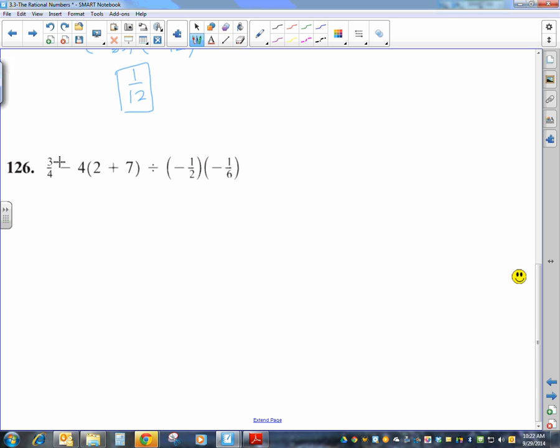All right, last problem. Again, I have 3/4 minus 4 times 9, which actually I'm going to go ahead and do. 4 times 9 is 36, divided by negative 1/2 and negative times negative 1/6. Be careful. Don't do that, because this is all multiplication and division. That means that this goes in order from left to right. So 3/4 minus 36 divided, I'd put that in your calculator all in one fell swoop, and that's going to be 3/4 minus 12, which is going to give you negative 11 and 1/4.